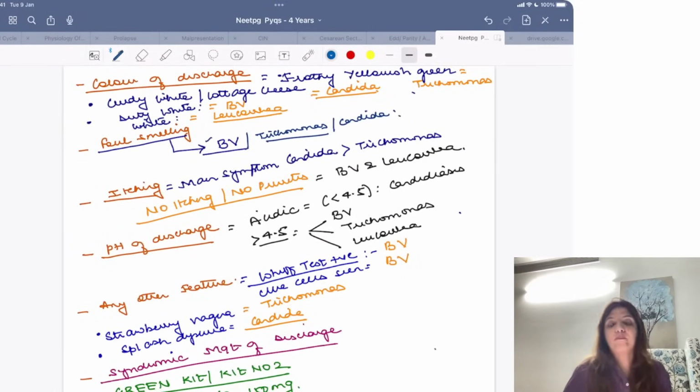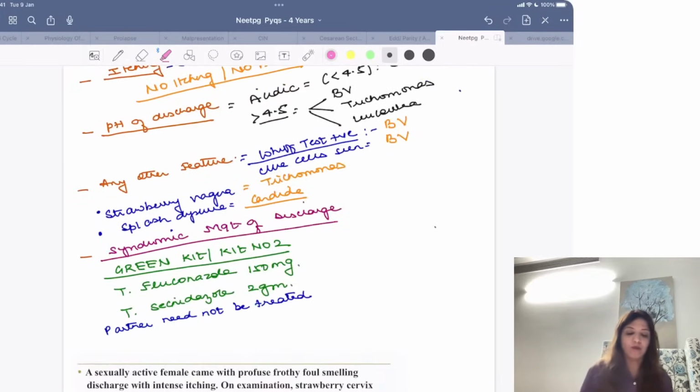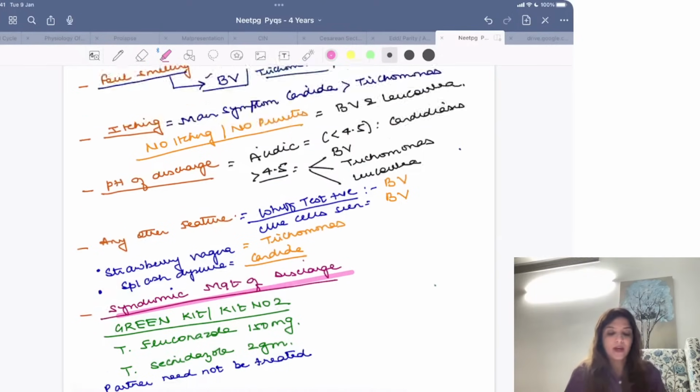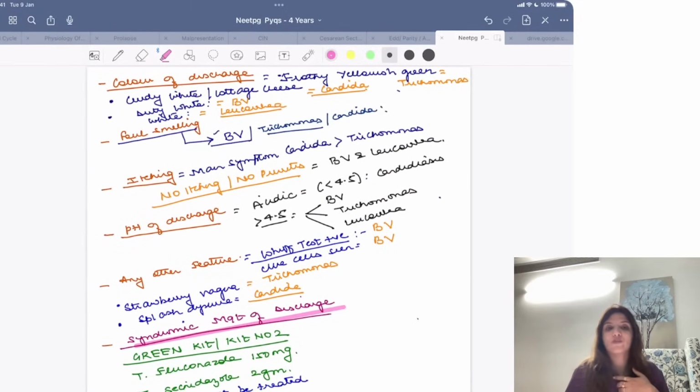Various on the basis of various characteristics given, how can you differentiate between discharges? That is very important. Also, it is very important to know syndromic management of discharge. That's also very important. Which kit is being used? It is kit number 2 or green kit, which has got fluconazole 1 tablet 150 mg and secnidazole 1 tablet of 2 grams, right? All this is very important. The color of discharge, foul smelling, itching hai ki nahi hai.